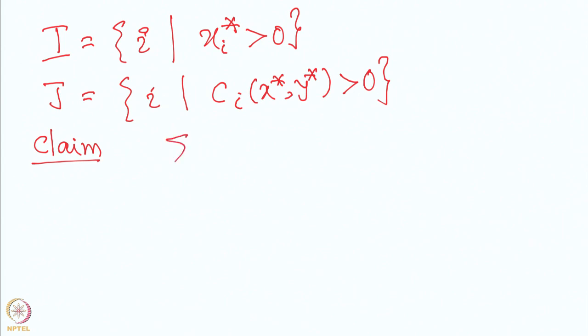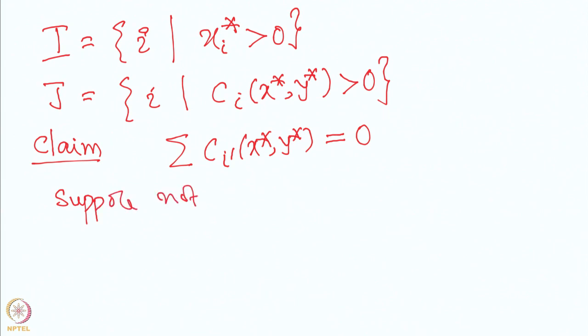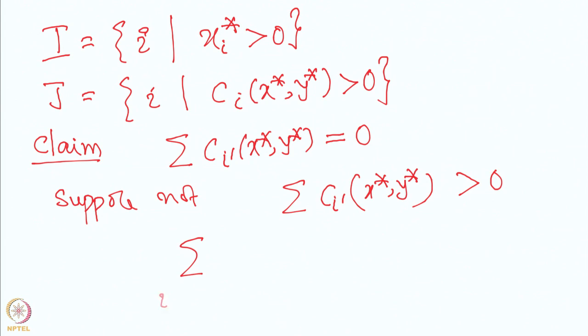Suppose that does not happen, we are going via a contradiction. So in fact our claim is going to be that summation c_i' of x star, y star is 0. Suppose this does not happen, that means summation c_i' of x star, y star is greater than 0. Therefore, the summation in some sense I can take to be over i prime in J of c_i' of x star, y star, which is greater than 0; of course, these two are the same.